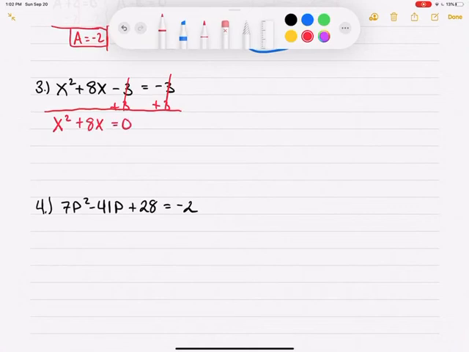So I don't have a trinomial anymore, I have a binomial, meaning I have two terms. Two terms is a binomial. All I can do is try to factor out the GCF. The GCF of x squared plus 8x is going to be x.